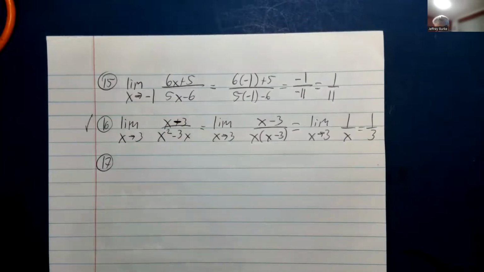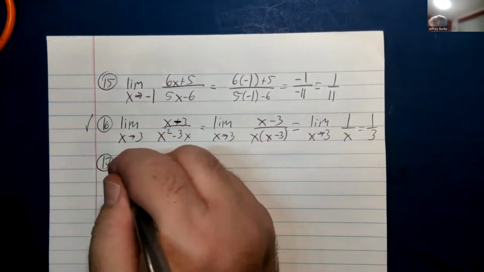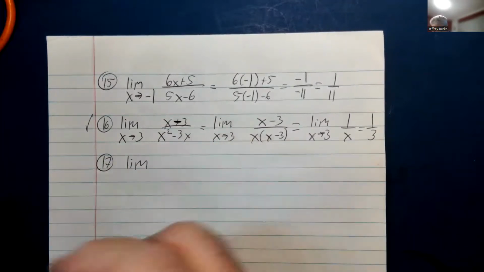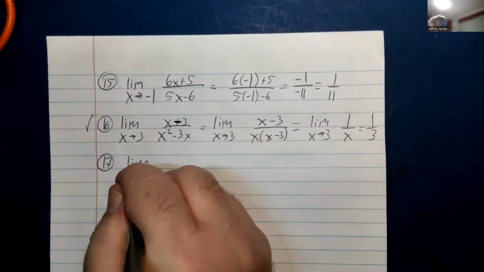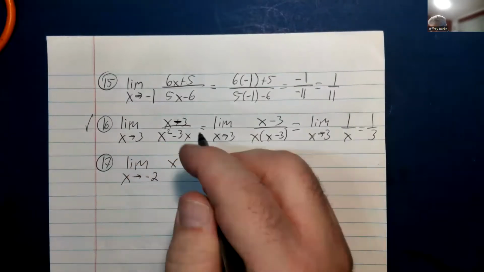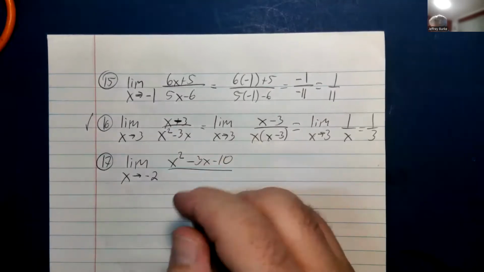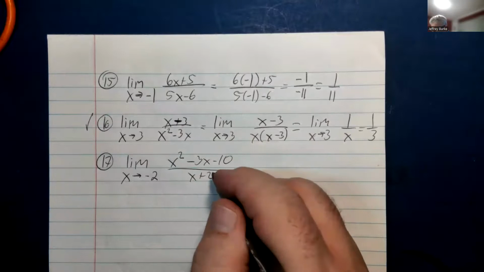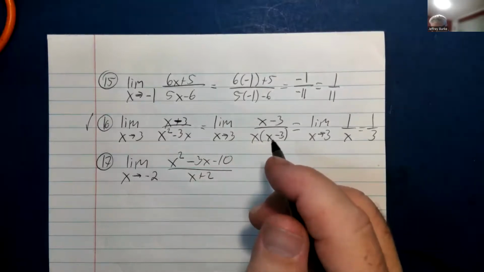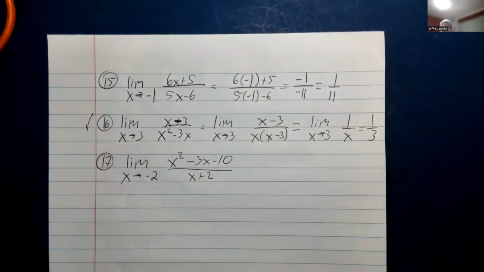Let's see. We want the limit as x approaches -2 of (x squared minus 3x minus 10) divided by (x plus 2). Well, the limit definitely exists for this one. That's not in dispute.